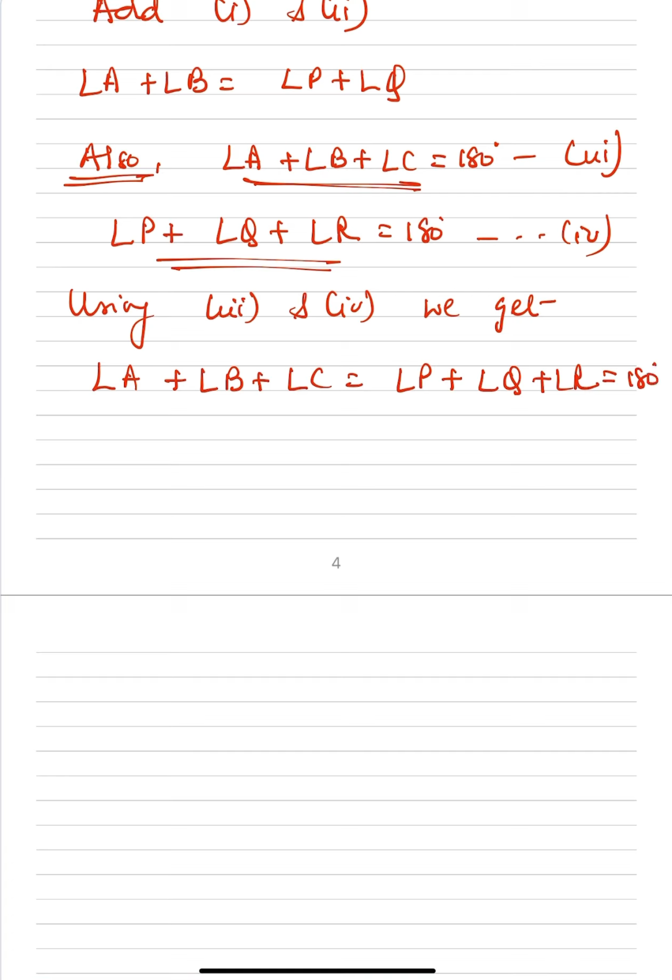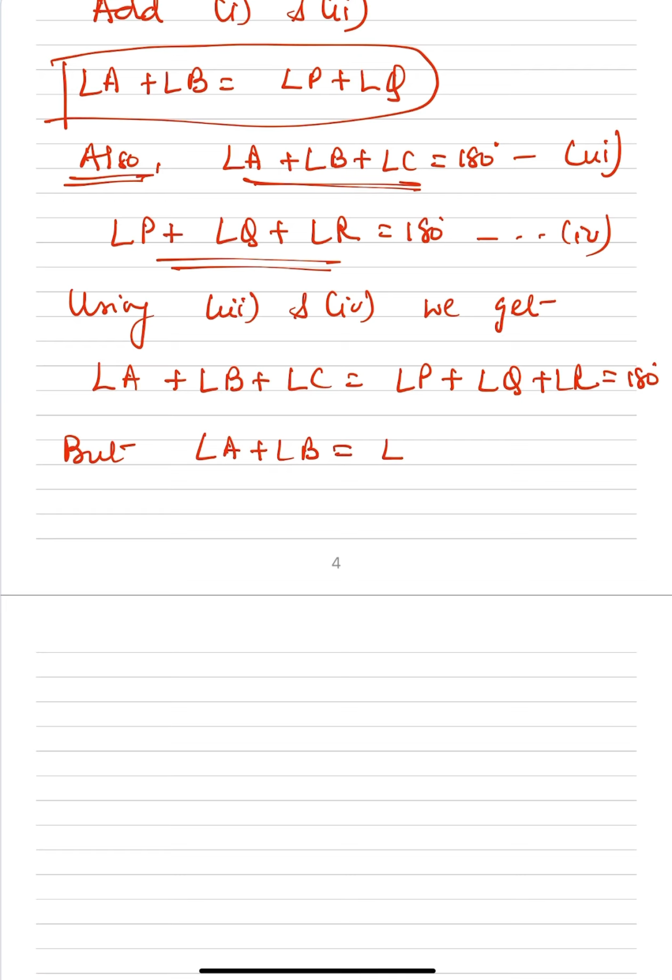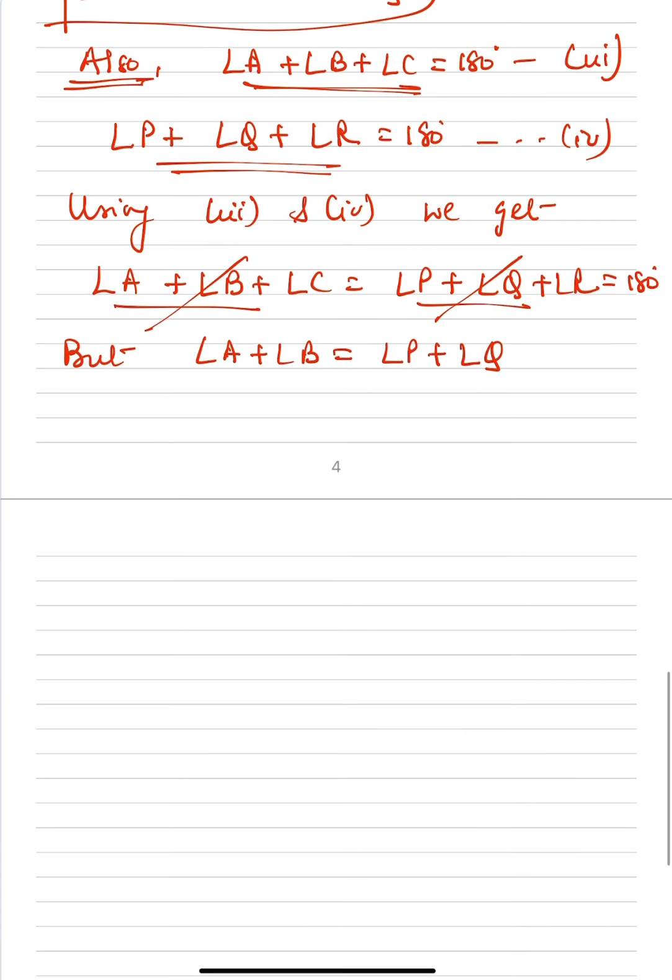But what do we have here? We have angle A plus angle B is equal to angle P plus angle Q. So what will we do? These two will go away totally, because they are equal. Therefore, angle C is equal to angle R. So we have proved the third angle also equal.